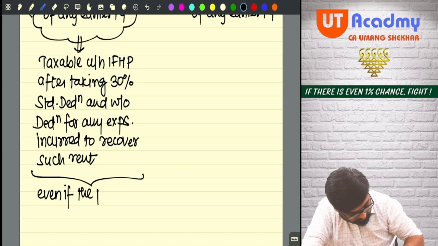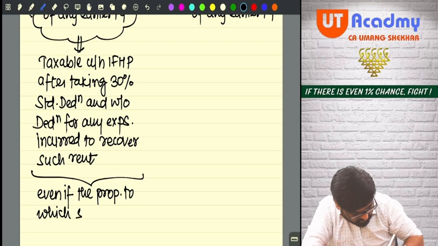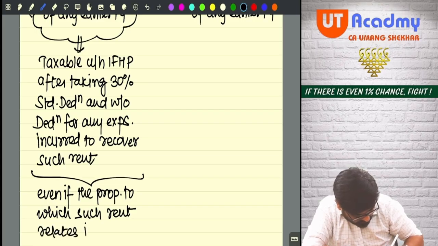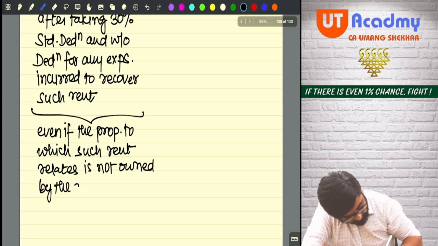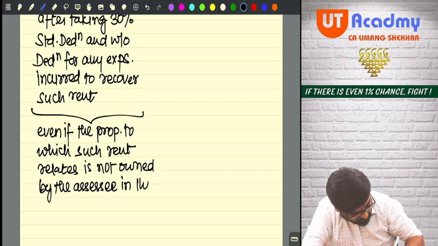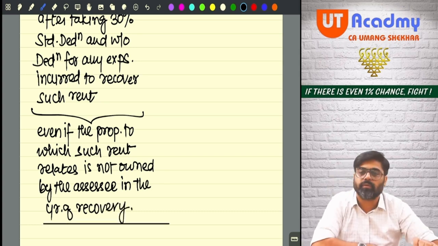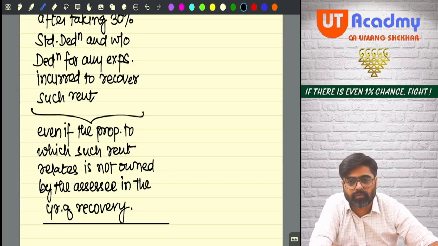even if the property to which such rent relates is not owned by the assessee in the year of recovery. Will you remember this? Will you remember this?